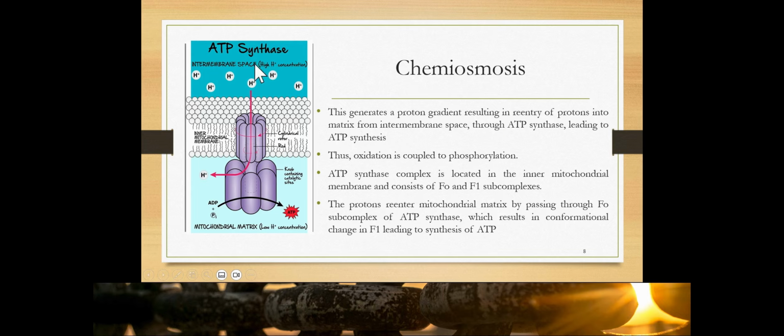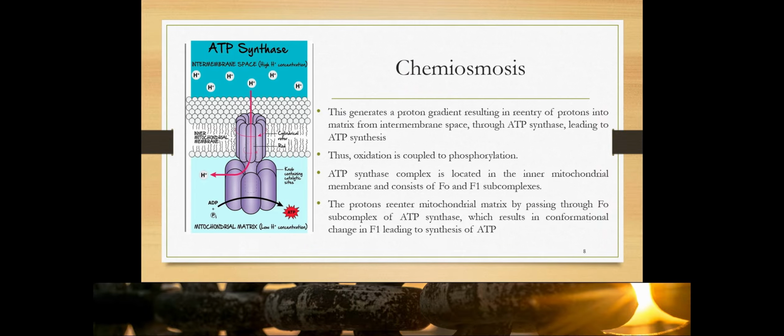So causing a proton gradient means that since protons have been pumped from the matrix into the intermembrane space, what happens? Those protons become higher in the intermembrane space. As you can see here, there's a high concentration of protons in the intermembrane space. This is what is going to cause ATP to be produced.